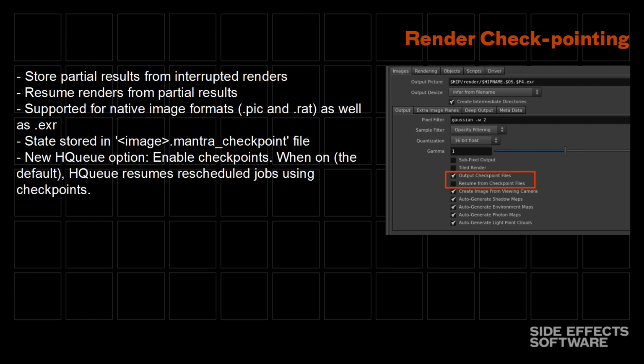You currently have to toggle on to restore from those files. There's a toggle below the output checkpoint files called resume from checkpoint files. And by toggling that on, the renderer will then load all those tiles into memory and continue on from where it left off. This is also paralleled by a new HQ option called enable checkpoints. And when on, which is the default, HQ resumes the renders from those points when it's rescheduled.